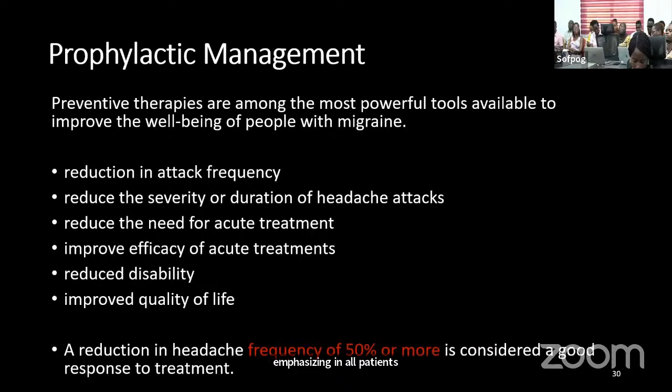Now, prophylactic medication is very important for those who qualify because it helps to reduce the attack frequency, reduces the severity and duration of headache attacks, it helps to reduce the need for acute treatment, reduces disability, and overall it improves quality of life. Now, our target is a reduction in the frequency of migraine attacks by 50% for those with episodic migraine, and for those with chronic migraine, a reduction of about 30% is considered quite good response.